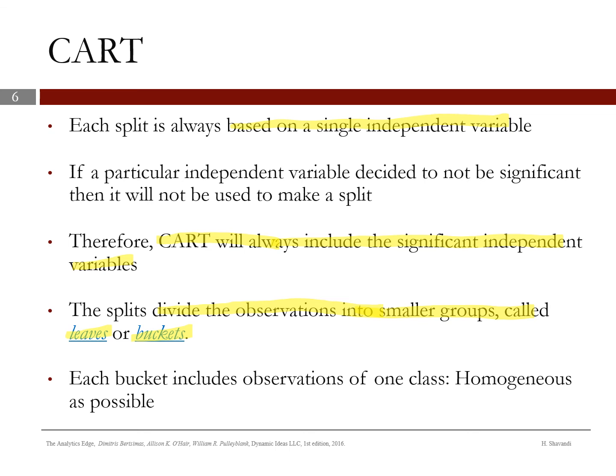Okay, and each bucket includes observations of one class, I mean, as homogeneous as possible. So, for example, in our previous example, we see all applicants with no experience in one bucket, and then all applicants with experience but lower education than a bachelor's degree in another bucket, and in the third bucket we have all applicants having experience and enough education level, right? So we see somehow homogeneous cases or observations in each bucket.